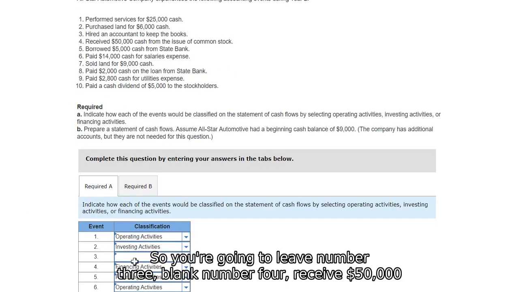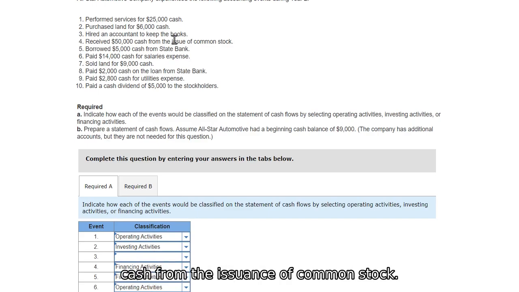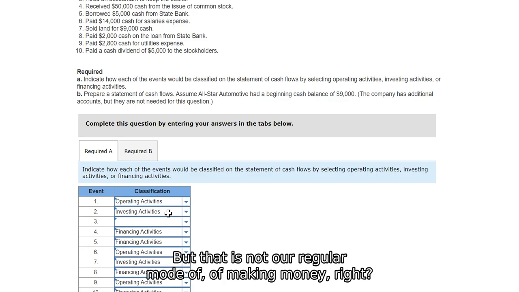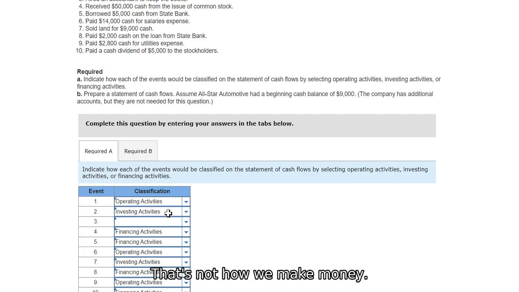So you're going to leave number 3 blank. Number 4, received $50,000 cash from the issuance of common stock. What is that? Financing activities, right? We received $50,000 cash. That is awesome. But that is not our regular mode of making money, right? That's not how we make money. We don't make money by issuing stock. We make capital. We create capital.